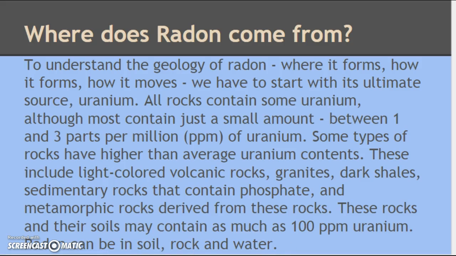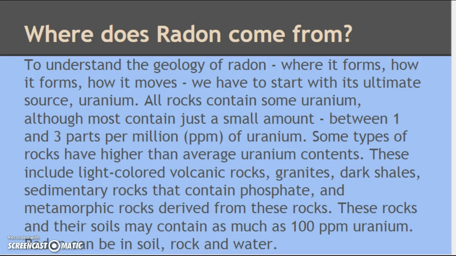So let's read it. To understand the geology of radon, where it forms, how it moves, we have to start with its ultimate source, uranium. All rocks contain some uranium, although most contains just a small amount, about 1 or 3 parts per million. So we talked about that in a different lesson. If you have 1,000,000 atoms, one of them would be uranium, or 2 or 3, but that's about it.